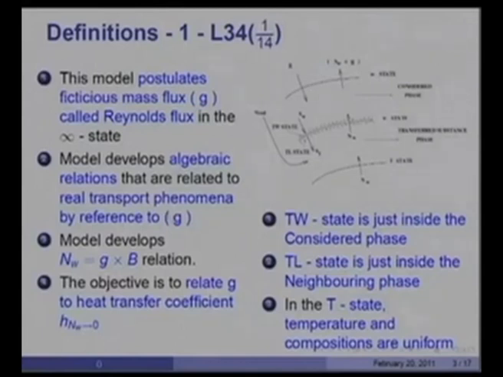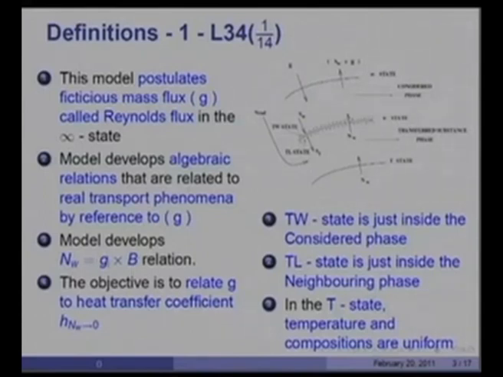And further the model will result into NW equal to G times B. So, instead of the logarithmic relations we saw earlier, the model will develop NW equal to G times B as the appropriate relationship. Now, the objective of course, in order to solve the problem, we first need to define B, which we have done in the previous two lectures for a variety of mass transfer problems.